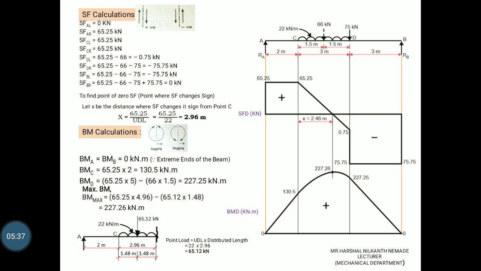After that, I will calculate the BM calculation. Bending moment at A is equal to bending moment at B is equal to 0 kilonewton meter since it is the extreme end of the beam. Bending moment at C is 65.25 multiplied by 2, which is equal to 130.5 kilonewton meter.